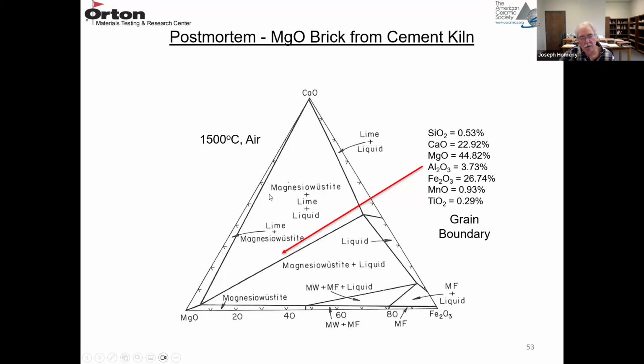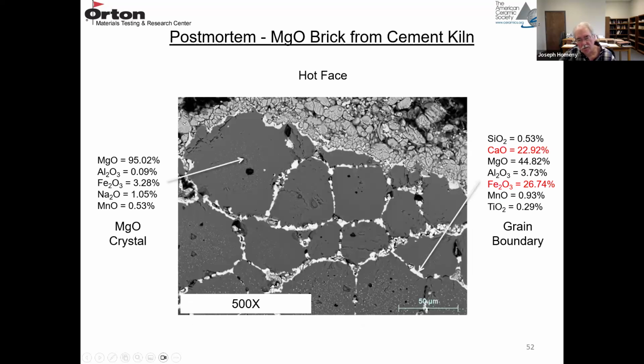So there's a phase field here, magnesiowustite plus lime plus liquid. And there's another phase field here, magnesiowustite plus liquid. So this composition is right in this region here. So you can see you have magnesiowustite, lime in a liquid, or magnesiowustite in a liquid. But at the operating temperature, which is about 1500 degrees C, you have liquid phase present at those grain boundaries. So it's predicted that this white phase is probably liquid, and that's what's attacking the MgO.